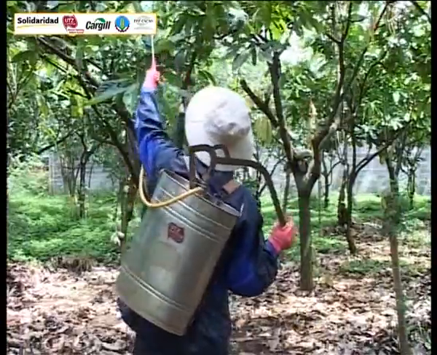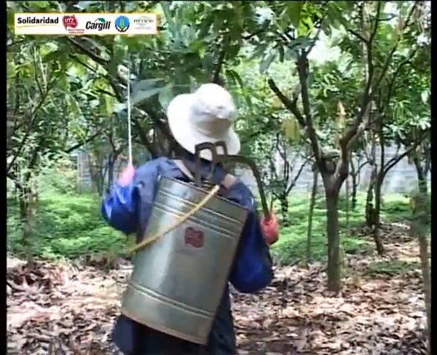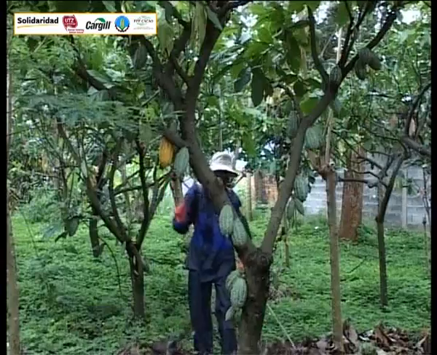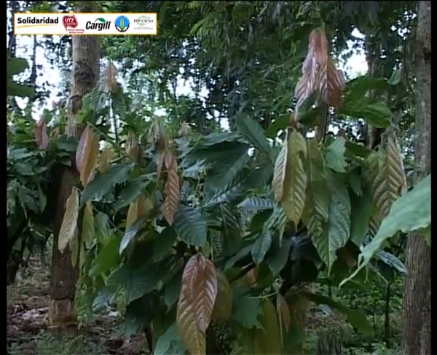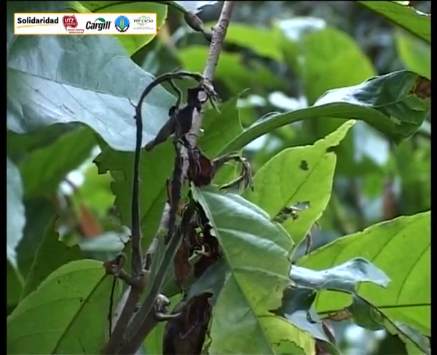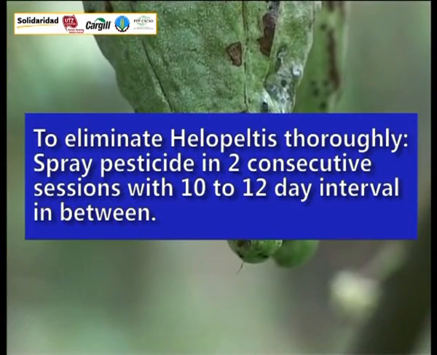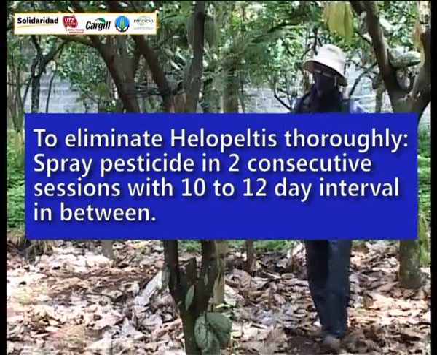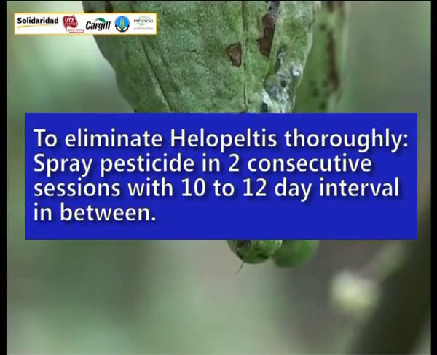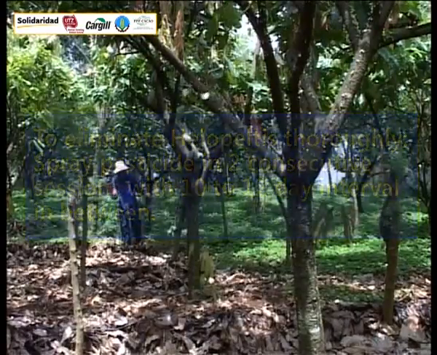The best time to spray pesticide is when the flowers are about to bloom and when the pods are forming about the size of a bean. We should spray pesticide early in the morning when Helopeltis are still slow on the move. To eliminate Helopeltis thoroughly in the plantation, we need to spray the plantation with pesticide in 2 consecutive sessions with a 10 to 12 days interval in between.